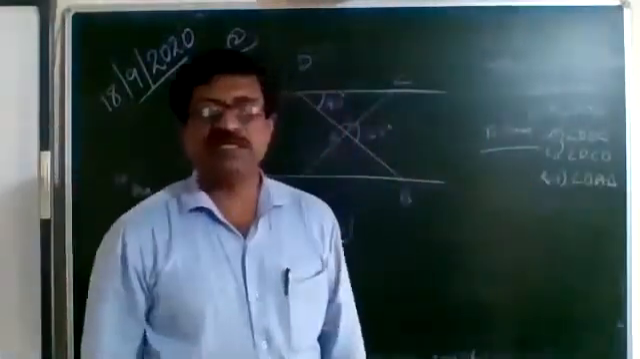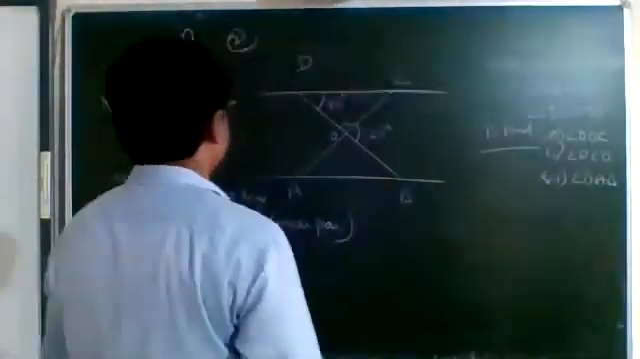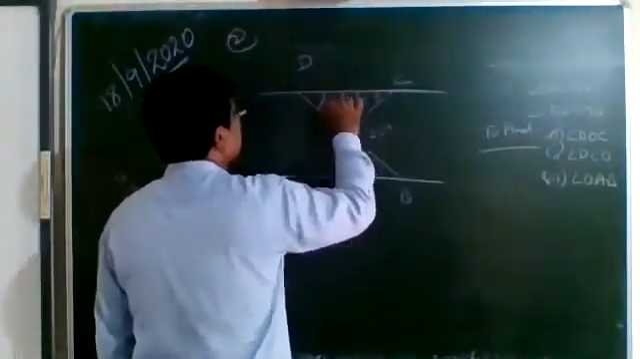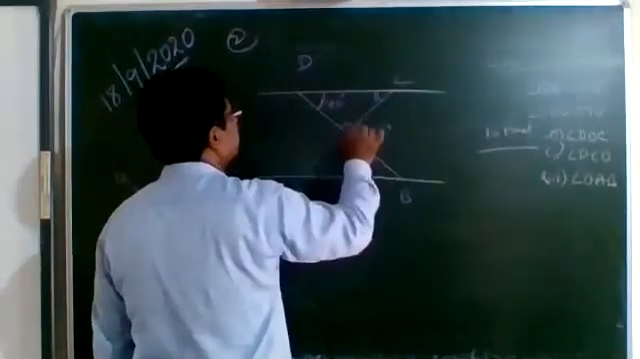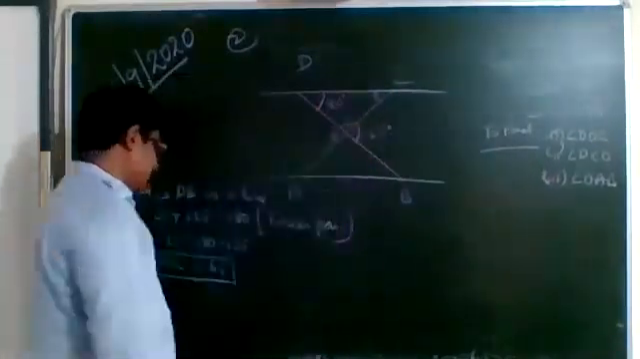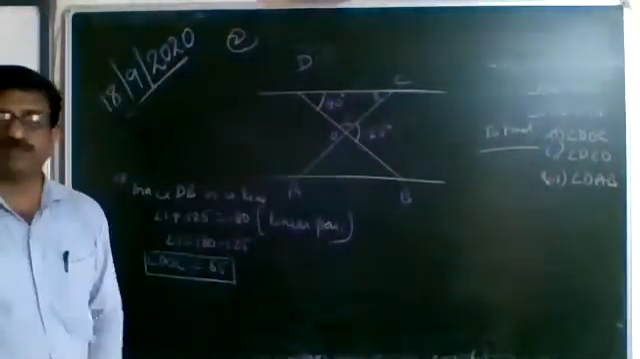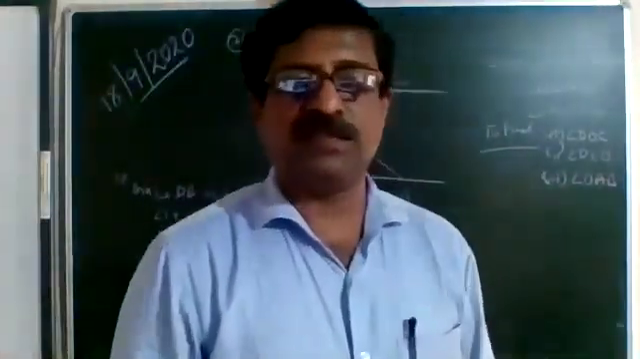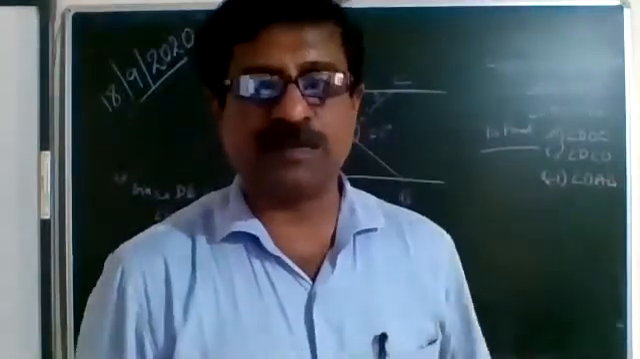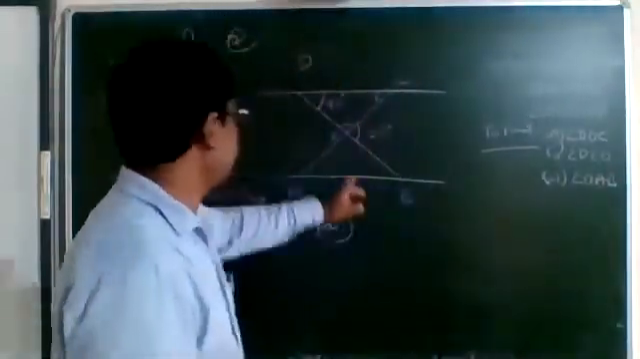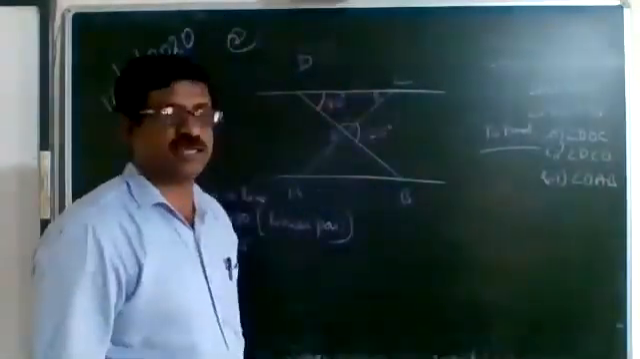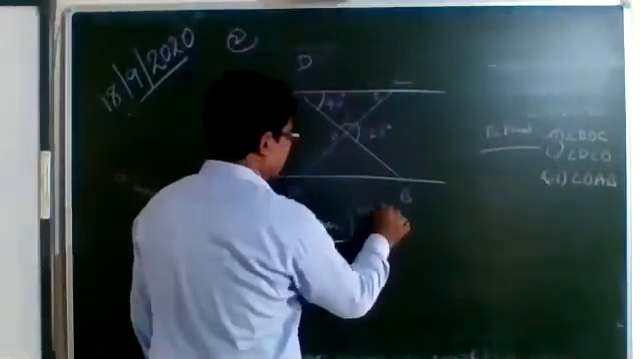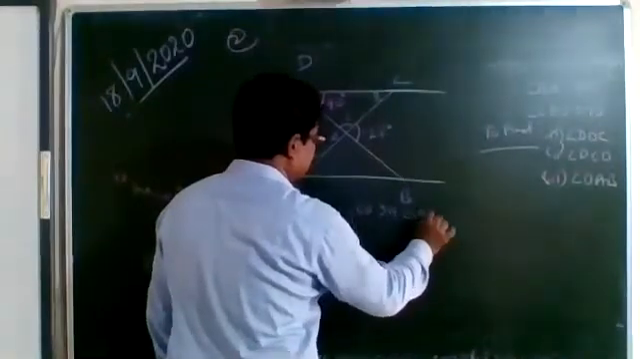Now we try to find out DCO. This is DC and O, the side. In the triangle DOC, two angles we got: one is 70, other is 65. Try to find out the third angle. We can use the angle sum property of a triangle. If you want, you can use the exterior angle property even. The exterior angle of a triangle is equal to the sum of the opposite angles. That also you can use.